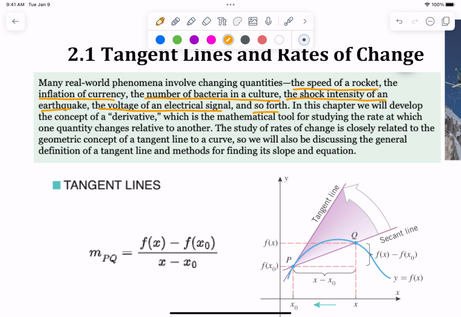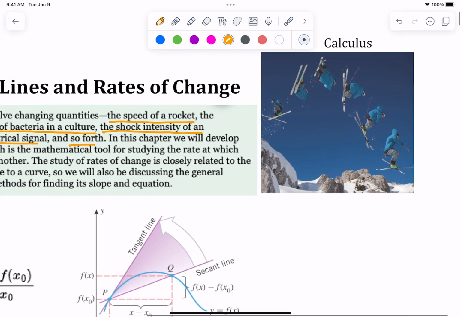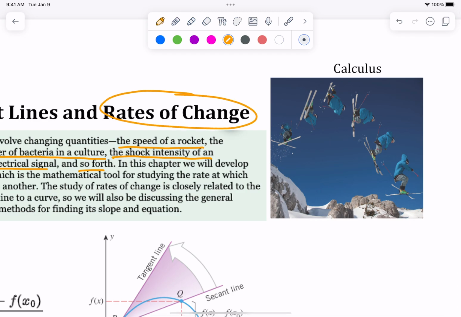In this chapter, we will develop the concept of a derivative, okay? Derivatives. Circle the words rate of change. A derivative is a rate of change. Boys, are you listening to this? Write this down. A derivative is a rate of change, as in velocity or acceleration, okay?